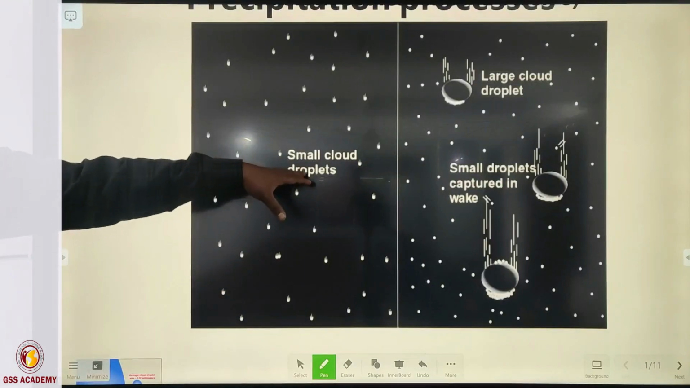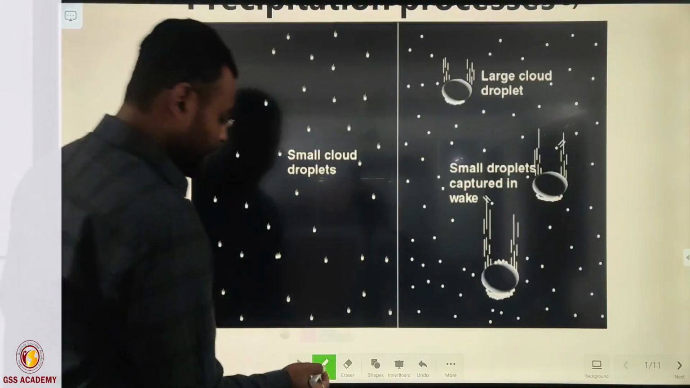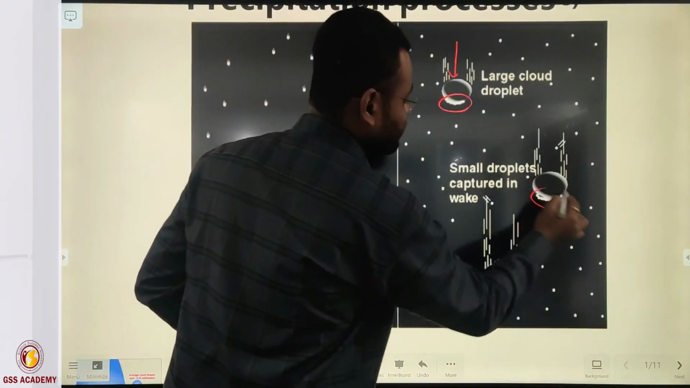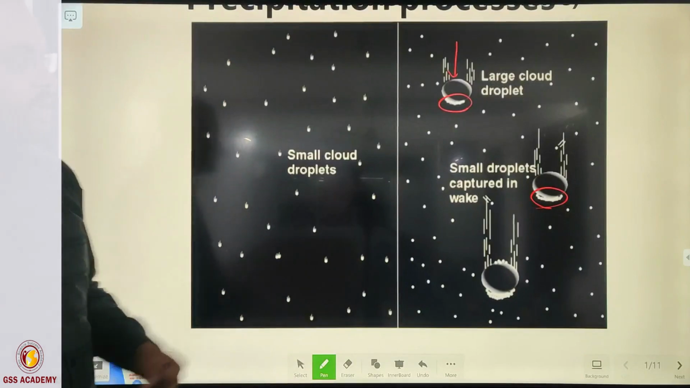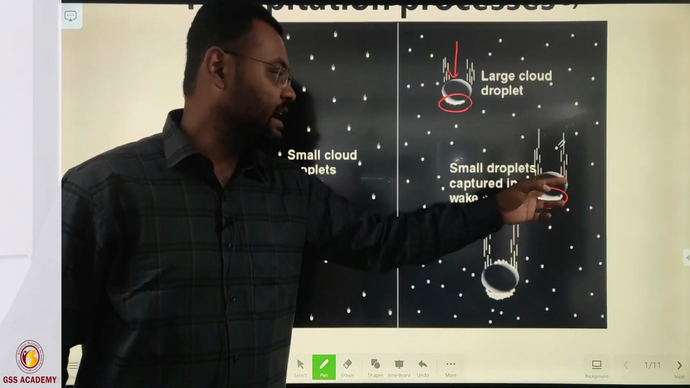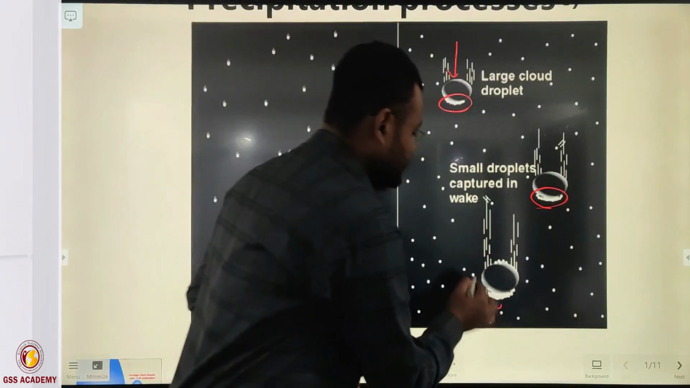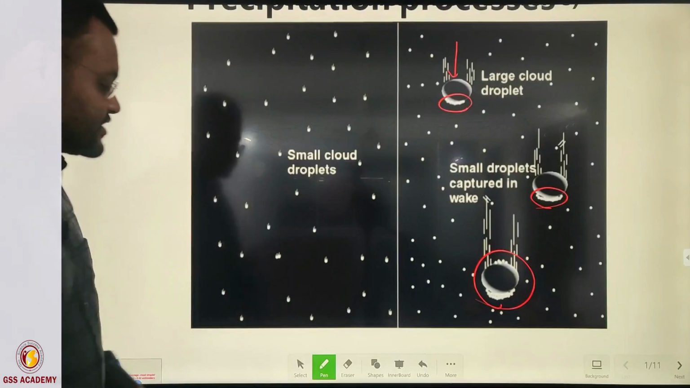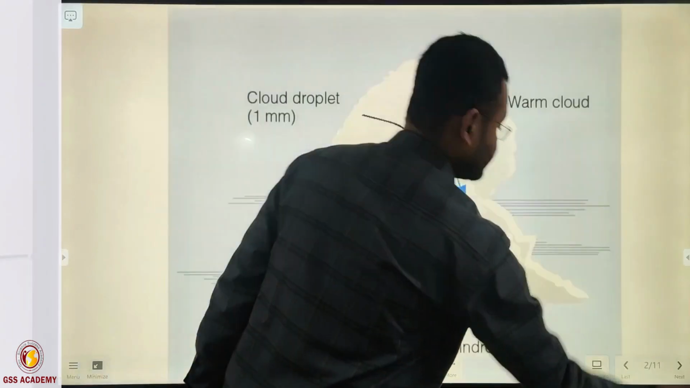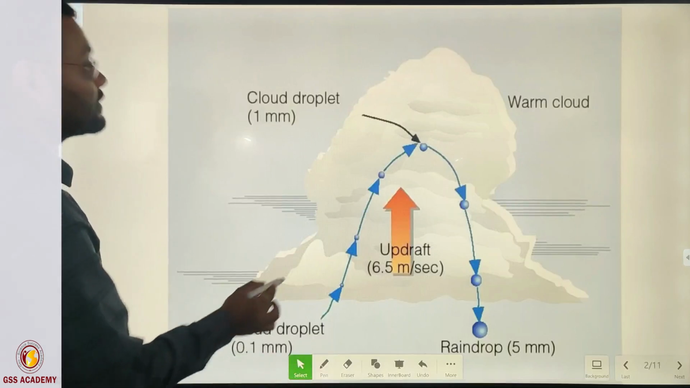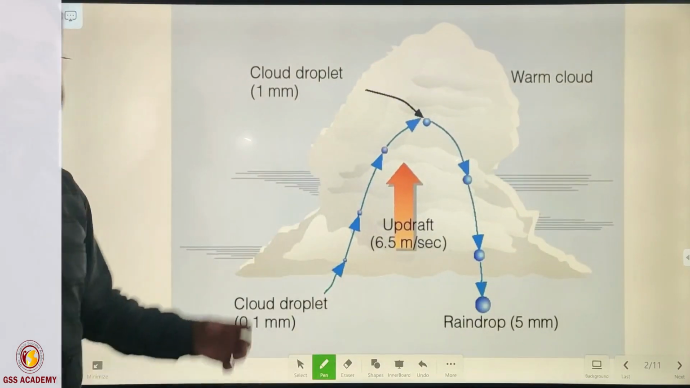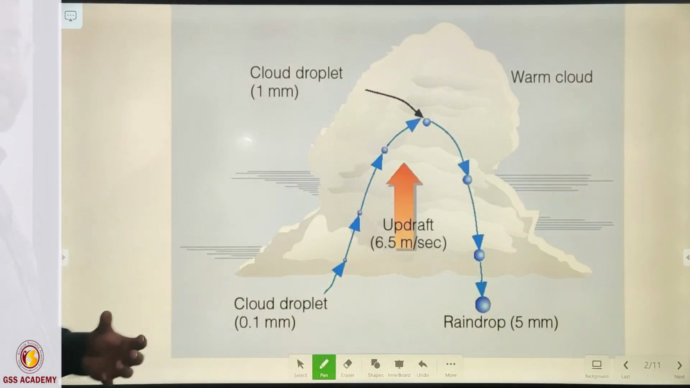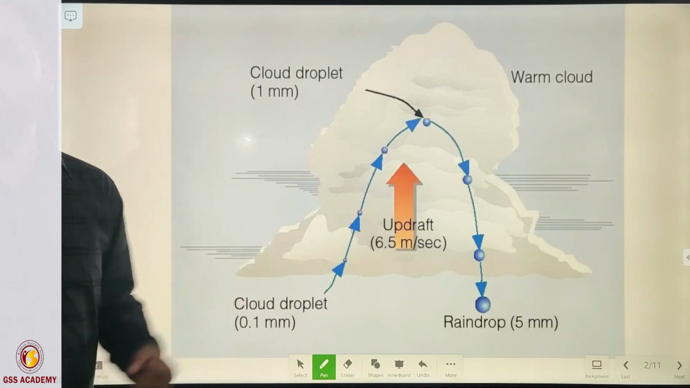You can see initially we have many small cloud droplets, and when a large size droplet encounters these small size droplets, they normally collide and merge with the larger size droplet, and thereby the size of this larger droplet increases. So this is the collision and coalescence process. You can look into this figure that we have already discussed, how the size of a typical droplet increases if it spends more time within the cloud.